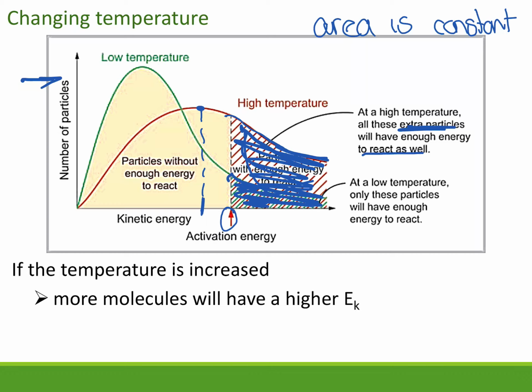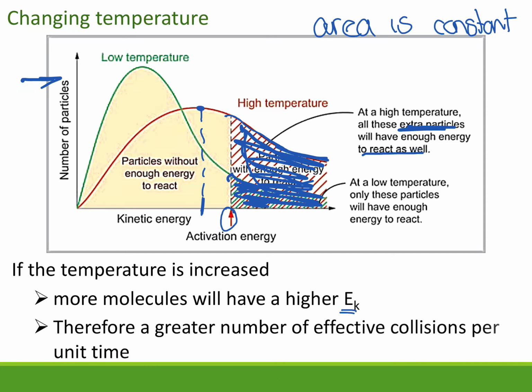Okay? So if the temperature is increased, more particles will have a higher EK, which means there's a greater number of effective collisions per unit time. This little statement, per unit time, you are going to see over and over again. It is very, very, very important when we talk about how these reactions happen.